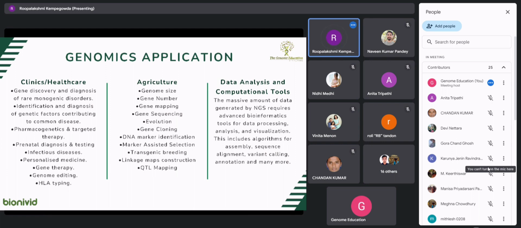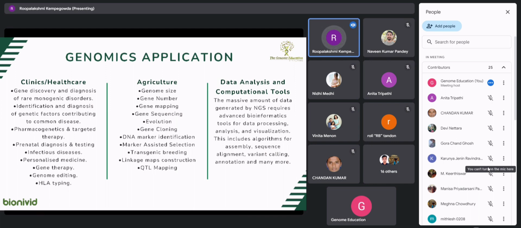In agriculture, genome size is also important because the ploidy level speaks a lot. And gene number, gene mapping, gene sequencing, gene cloning, DNA marker identification to identify those plants which have favorable traits. If I want to see a particular trait in a plant, if I have a DNA marker, instead of doing whole genome sequencing, I can just develop SSR markers, SNP, and screen my population. And as I was saying, marker assisted selection is where I combine genomics and traditional plant breeding.